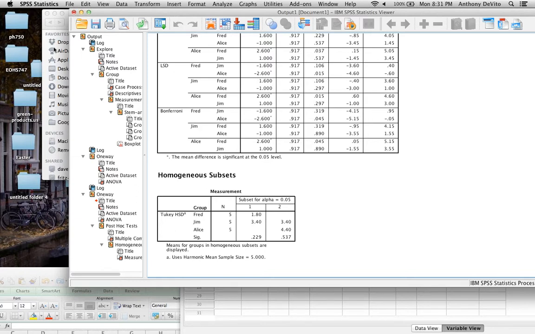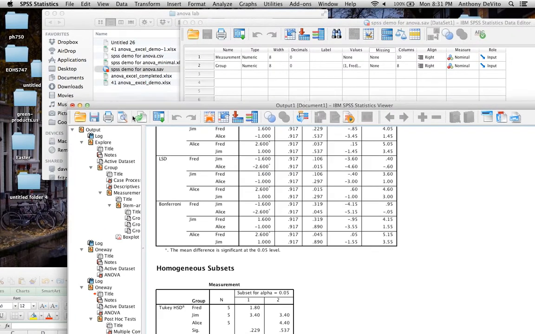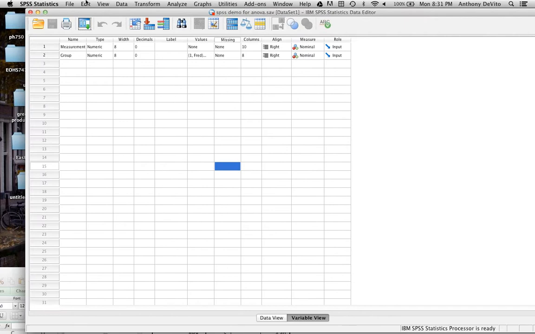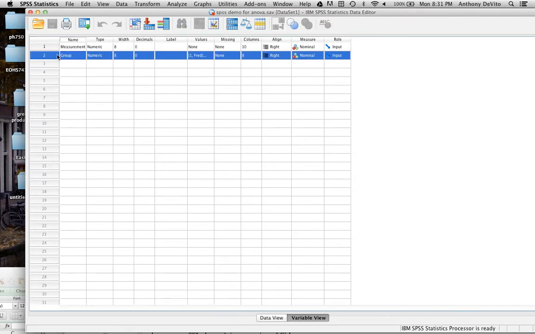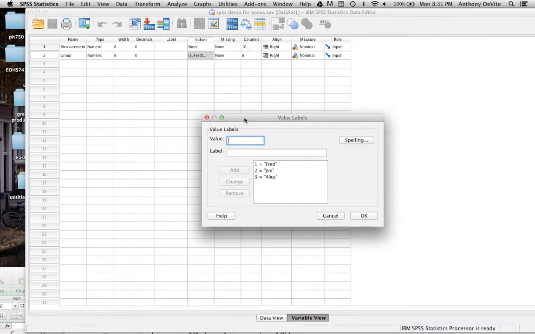You might have to code that in, and where do you code that in? You code that in SPSS under the variables view. You go into your categorical variable, your nominal variable, you click on values, and you type in 1 equals excellent health, 2 equals good health, 3 equals average health, and so on and so forth. Just like we typed in 1, 2, and 3 for Fred, Jim, and Alice here.